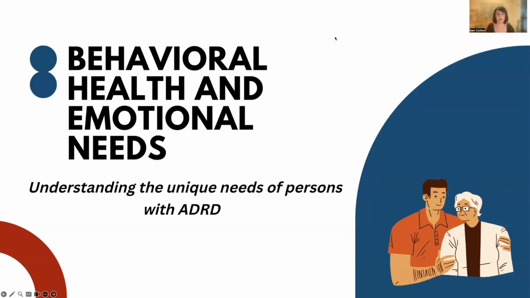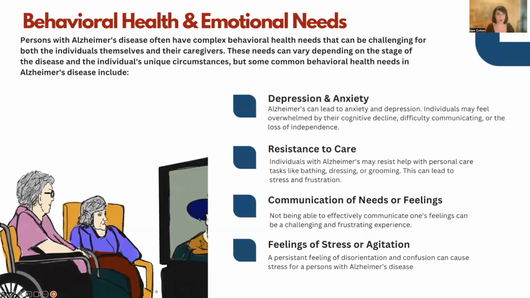Now that we've identified some of the basic care needs that individuals with Alzheimer's disease and other types of dementia often need support with, let's pivot now and focus on the behavioral health and emotional needs. It's really critical that we all understand the unique needs of persons with Alzheimer's disease and other types of dementias, particularly as it relates to these emotional needs that they often really struggle with and have challenges with. We know that persons with Alzheimer's disease often have complex behavioral health needs. These can be very challenging for the person providing care to them.